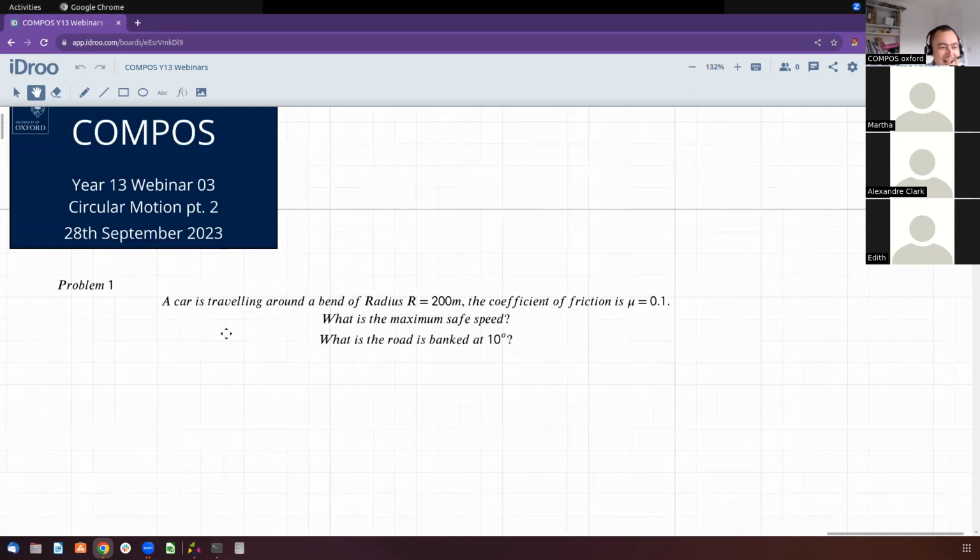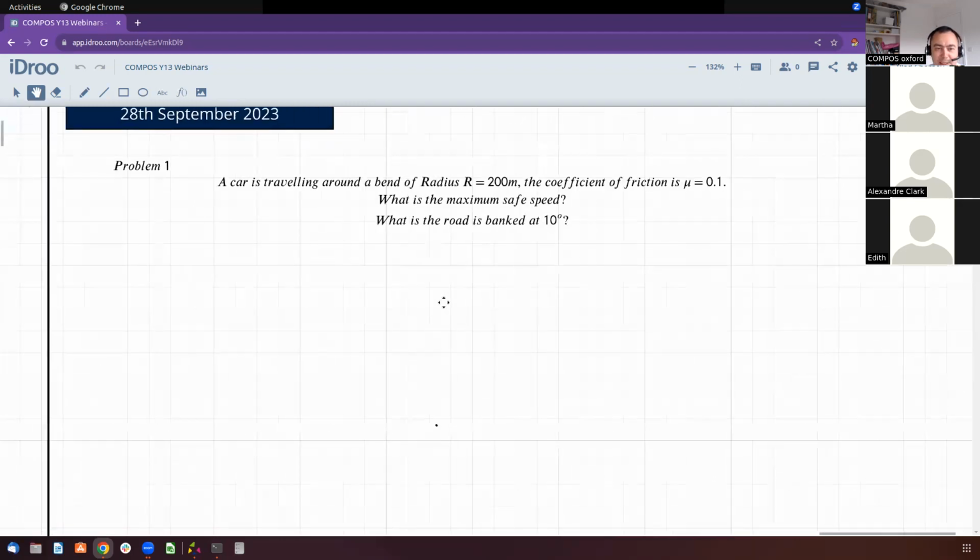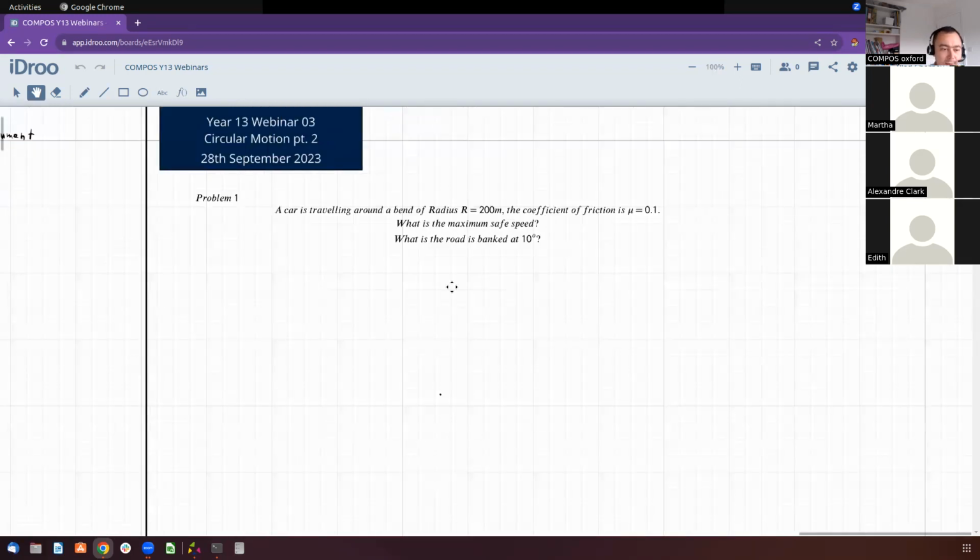Webinar 03, circular motion part 2. Problem 1: a car is traveling around a bend of radius 200 meters. The coefficient of friction is 0.1. What is the maximum safe speed? It's quite a straightforward problem.